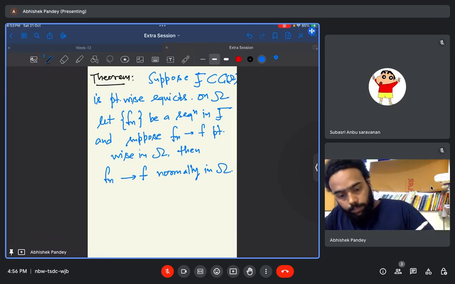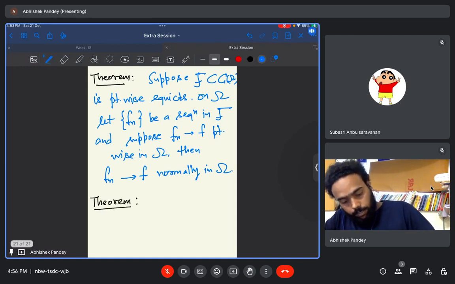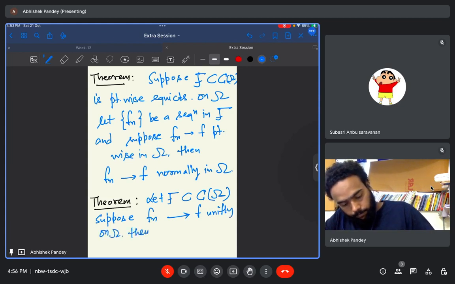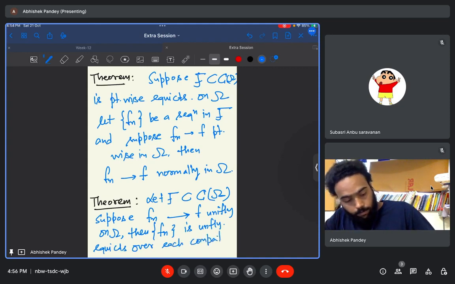The other theorem, which is again important. Again let F be a family in C(Ω), and suppose f_n converges to f uniformly on Ω, then this f_n is uniformly equicontinuous over each compact subset of Ω.